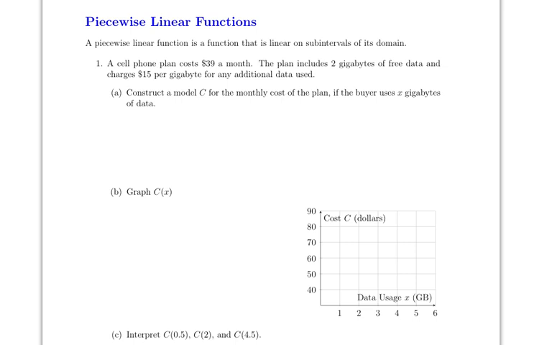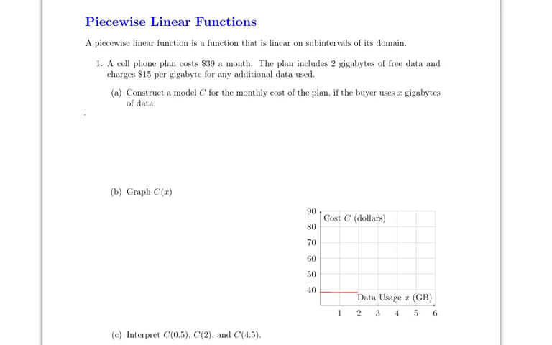This has 2 pieces. The first piece says that if you use 2 or less, you have to pay $39, which is what you have. Now, what will happen if you get a cell phone plan and you only use 1 gigabyte? How much do you have to pay? What do you think? If you only use 1 gigabyte, you still have to pay $39 because the plan is for a month. Whether you use 2 or less, you still have to pay that.